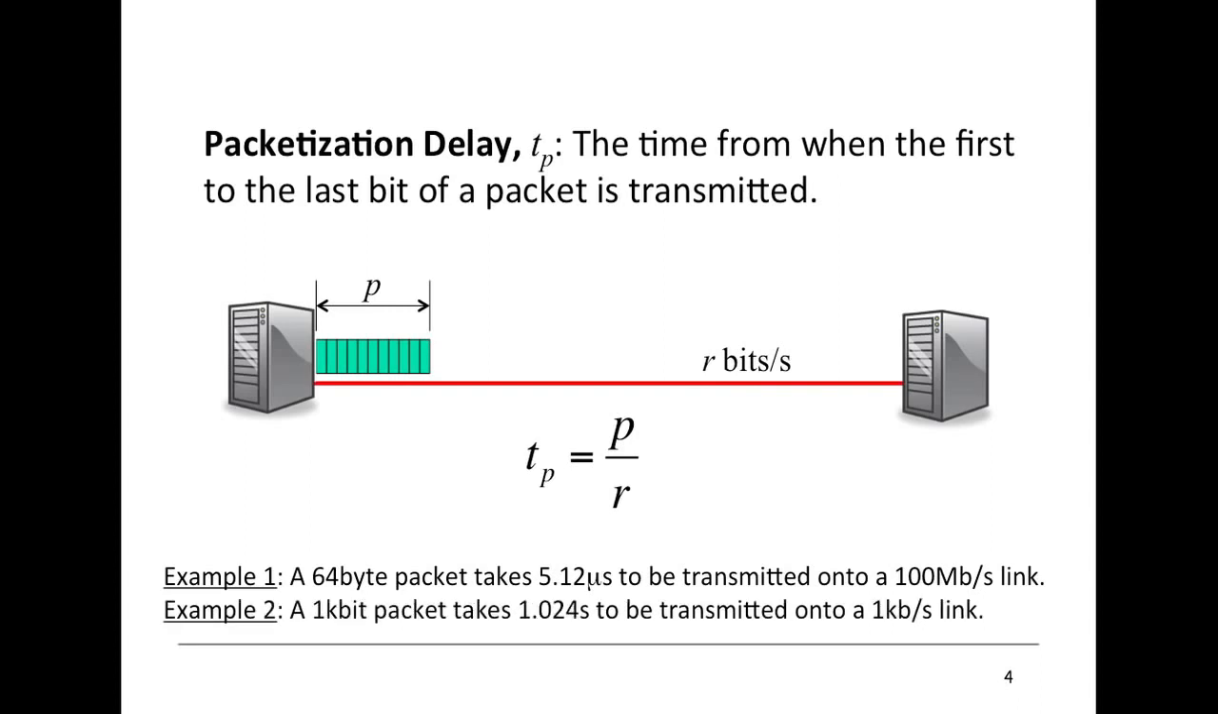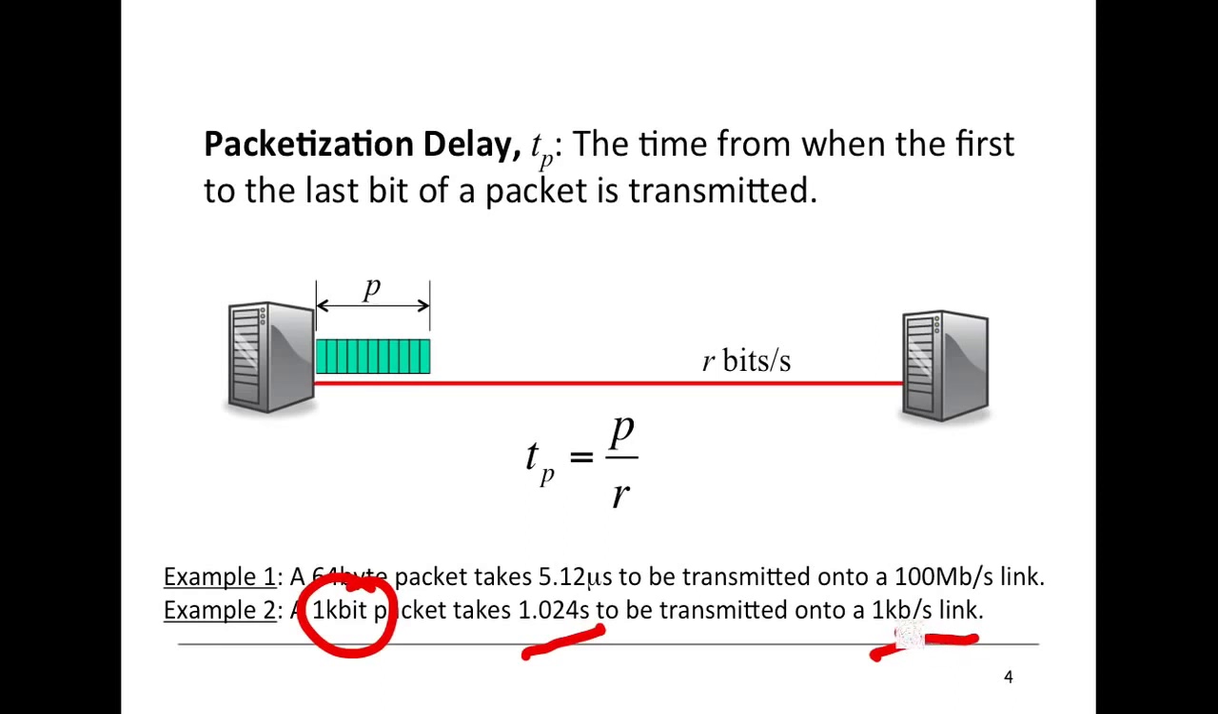Another example: a kilobit packet takes 1.024 seconds to be transmitted onto a 1 kilobit per second link. So where did this 1.024 come from? Well, this is a useful example because when we're measuring a number of bits in a packet or in memory, 1 kilobit, as you know, is 1024, or 2 to the power of 10. So that's why we have 1.024 seconds to transmit it onto a 1 kilobit per second link.